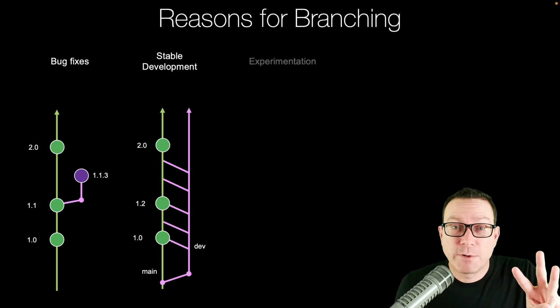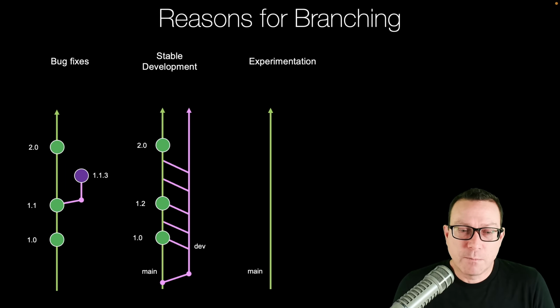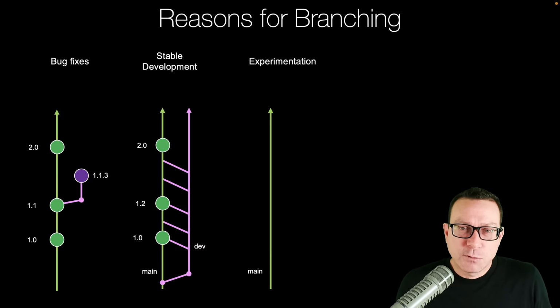Reason number 3 for branching is experimentation. I opened this course by talking about source control being a superpower that lets you fearlessly change and experiment with your application. Here's part of what I meant. So again, we have our main branch, and here we don't have version numbers. Let's imagine this is like a web application where you just sort of continuously release it as features are done. And we want to try some new ideas.